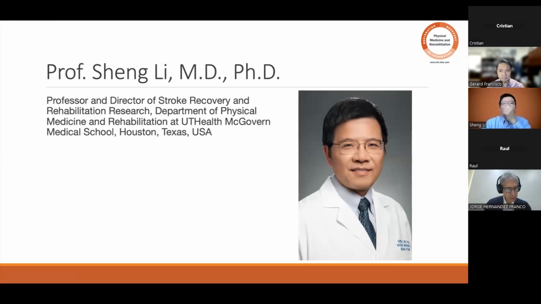Professor Sheng Li is a professor and director of stroke recovery and rehabilitation research in the Department of Physical Medicine and Rehabilitation at UT Health McGovern Medical School. He's board certified in PMR and brain injury medicine. Professor Li's clinical focus is in neurorehabilitation and spasticity management. He takes a comprehensive approach for spasticity management, including modalities, botulinum toxin injections, phenol, and cryoneurolysis, and baclofen pump management. Professor Li's research interests are pathophysiology and management of spasticity and disorder motor control and motor recovery after stroke and neuromodulation. His research has been supported by the National Institute on Disability, Independent Living and Rehabilitation Research, as well as National Institutes of Health and Foundation grants. He has published more than 140 peer-reviewed journal articles. So please, Professor Sheng Li, could you please share with us your lecture?